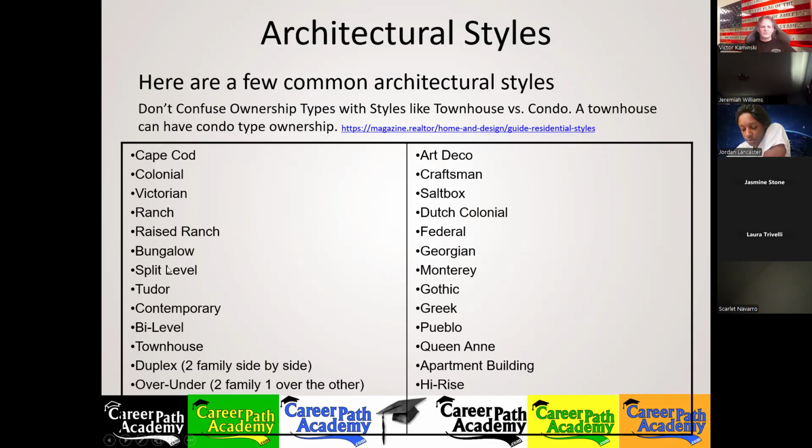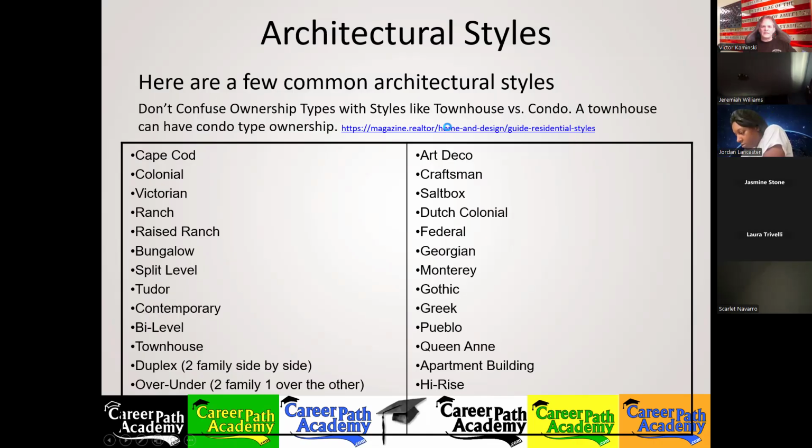The ones on the left we see most commonly here in New Jersey, and some of the ones on the right too: Cape Cods, colonials, Victorians, ranch, raised ranch, bungalow, split levels, Tudors, contemporary, bi-level, townhouse, duplexes. That's two families side by side. Then you have the over-under two families, one above the other. Art Deco, Craftsman, Salt Box, Dutch Colonial, Federal, Georgian, Monterey, Gothic, Greek, Pueblo, Queen Anne designs, apartment buildings, high rises. There's a lot of different architectural styles, and you should familiarize yourself with them.